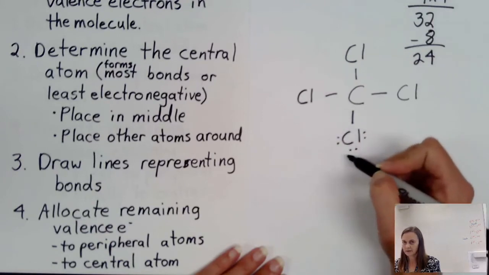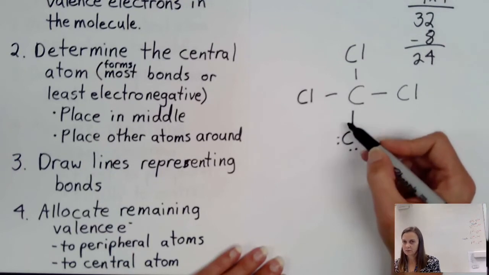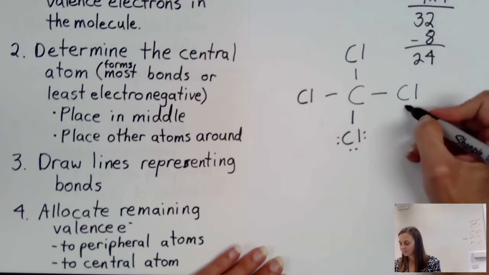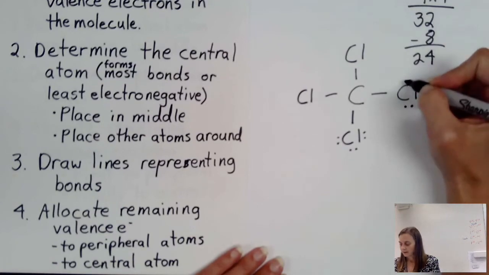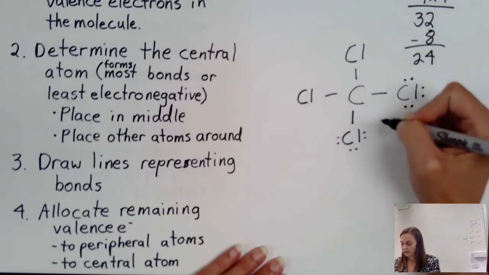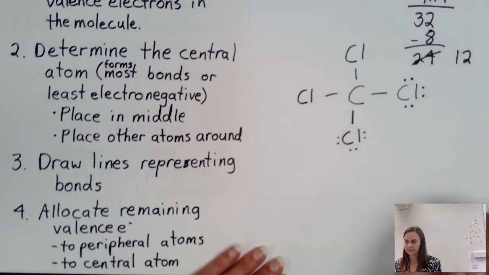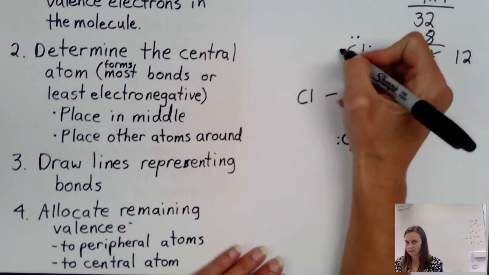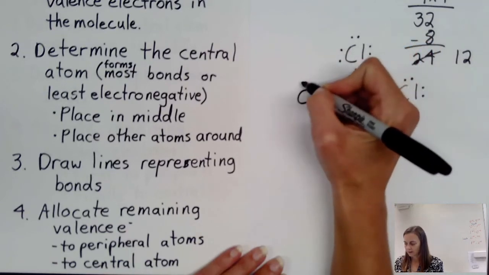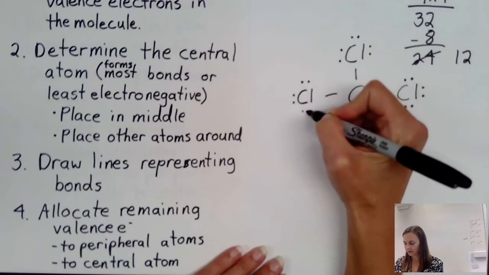This chlorine now has 8 valence electrons because it has these 6 and then the 2 that it's sharing with carbon. We're going to do the same thing with this chlorine atom, so that it now also has 8. We've used up 6 and 6, so we've used up 12. We still have 12 left. We're going to put 2 more here, 2 more here, 2 more here, 2 more here, another pair, and another pair.